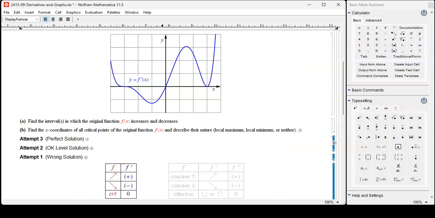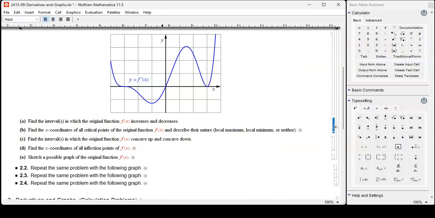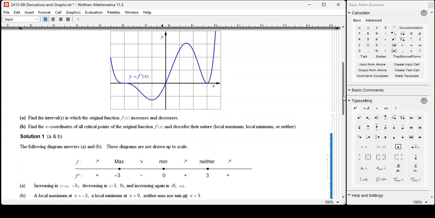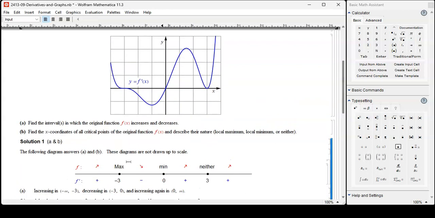Let's see, what did I do in my answer key here? I have the perfect solution here. -3, 0, +3: those are the x-coordinates of the critical points. And then above, below, above, above. So positive, negative, positive, positive. That's for the first derivative function. And the original function is increasing, decreasing, increasing, increasing. So maximum, minimum, neither. Perfect. Practice this.